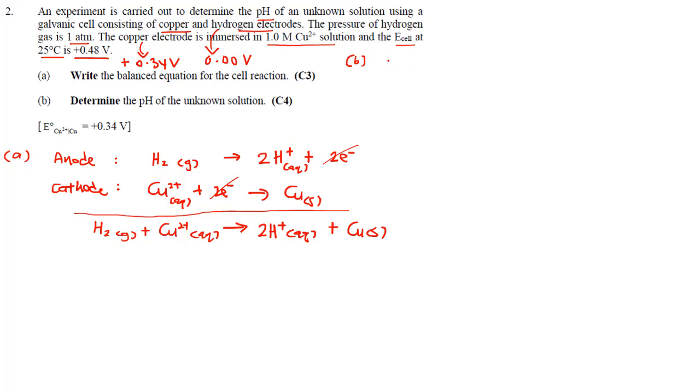information given? We have to use our Nernst equation, whereby E cell is equal to E naught cell minus 0.0592 over n, log of the concentration of ions in our product. If you notice, in front of H plus we have 2 mol, so it becomes to the power of 2. And our reactant is copper 2 ion, the concentration of copper 2 ion.